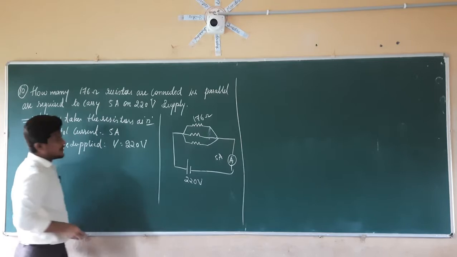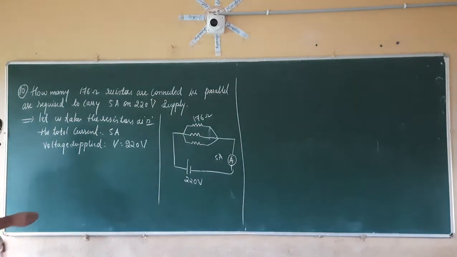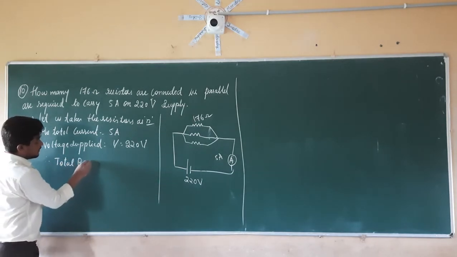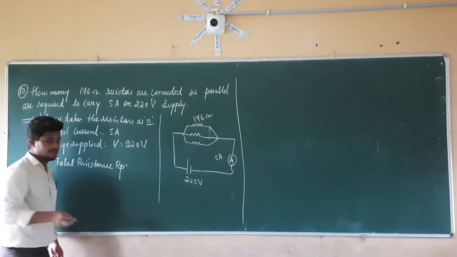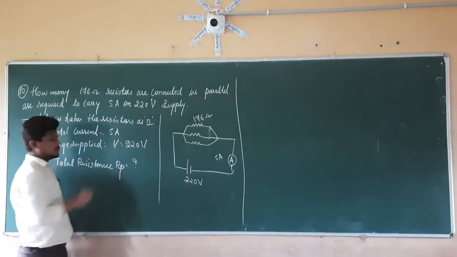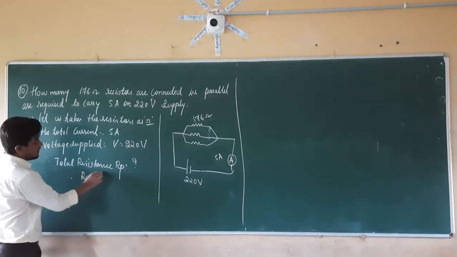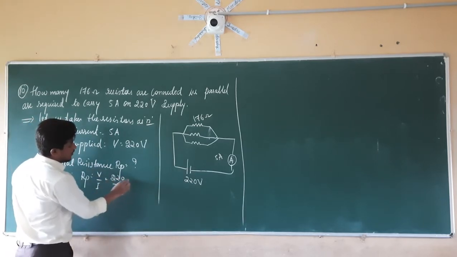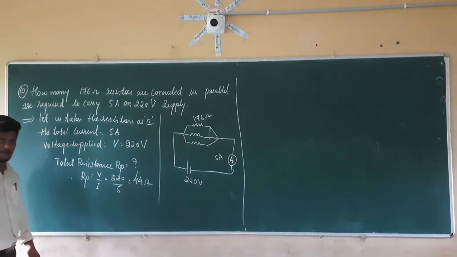By using these values, what can we calculate here? We can calculate the total resistance. Therefore, the total resistance, that is nothing but Rp, is equal to question mark. By Ohm's law, Rp is equal to V divided by I, which is equal to 220 divided by 5, which is equal to 44 ohms.